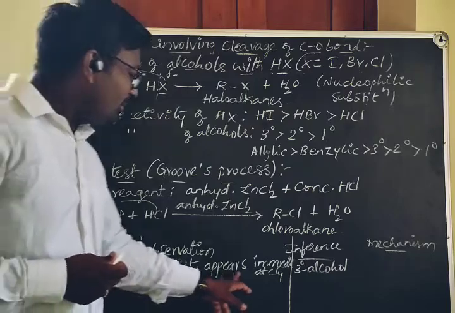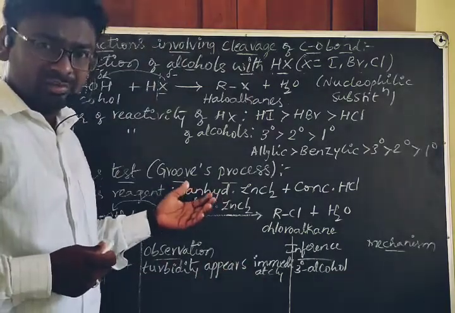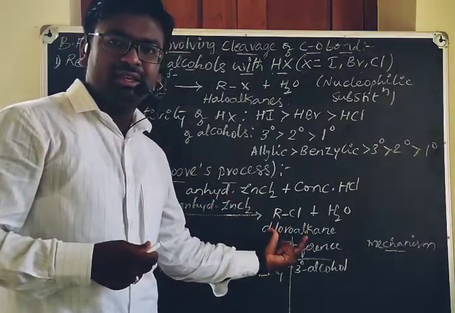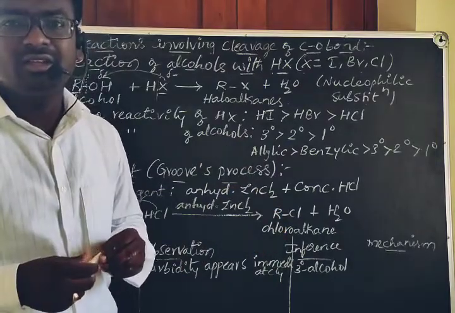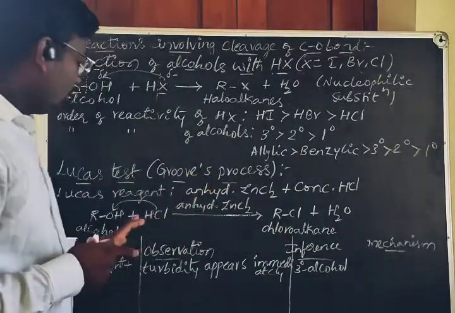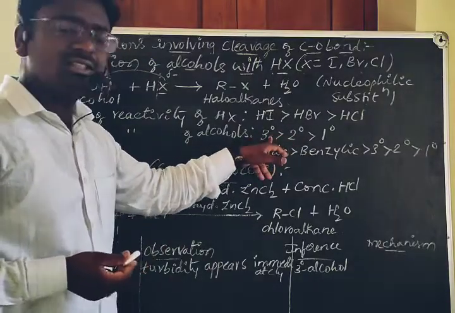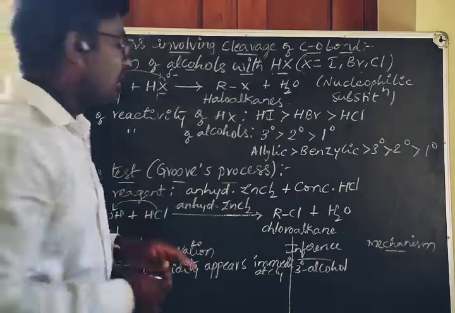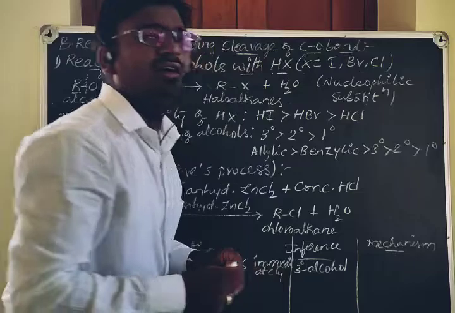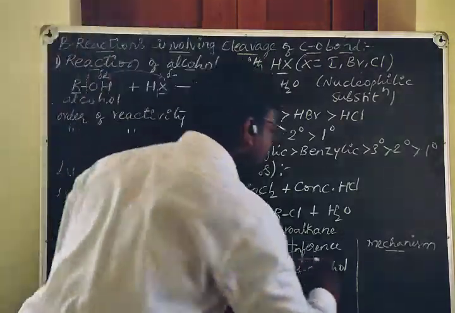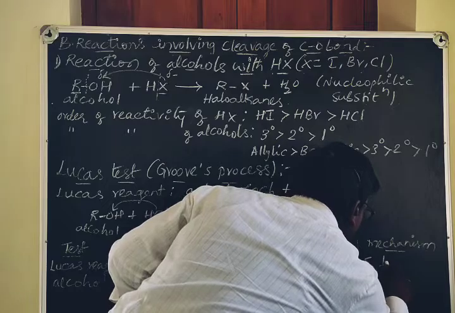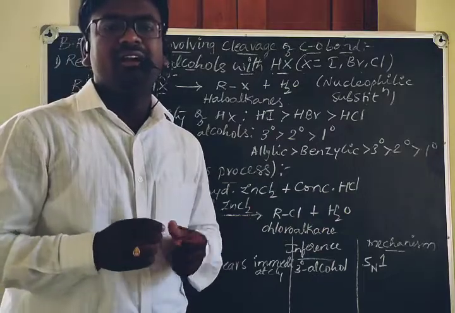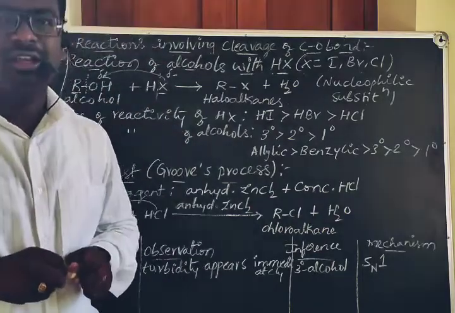Initially there was no turbidity, which means you have this left hand part. After mixing, you get turbidity immediately. It means the reaction has been done. Which one will readily undergo it? As already discussed, the tertiary alcohols. And through which mechanism does it take place? It takes place through the formation of a stable carbocation, that is the SN1 mechanism.